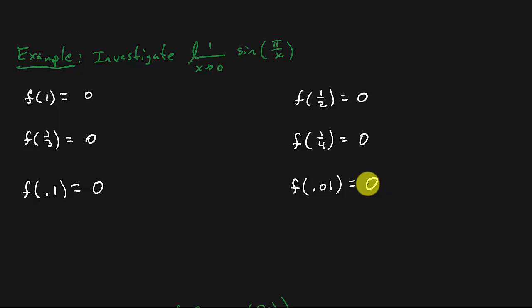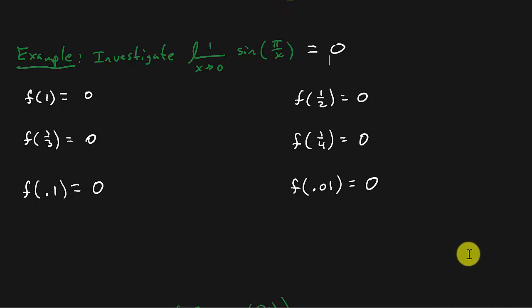So that might lead us to believe that the limit is 0. That's what we would think. And look, if you plugged in the negatives of those, you would get 0 also. And so we might write, well, the limit is 0. Well, this is wrong.